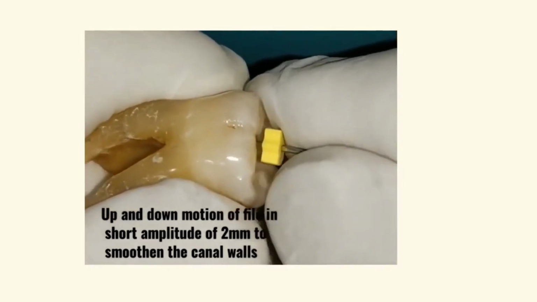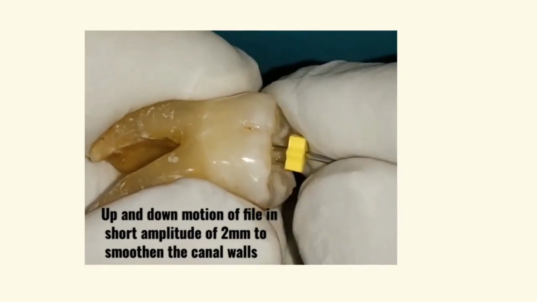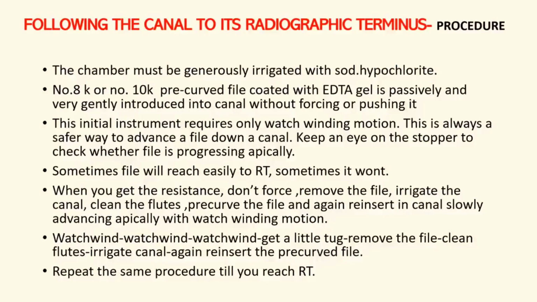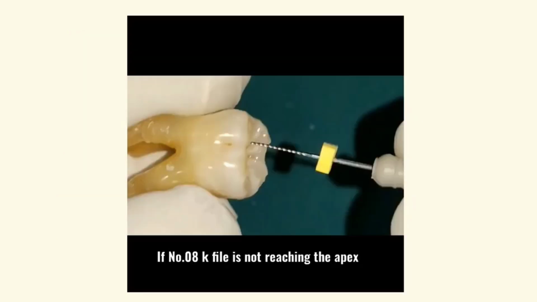These strokes can be 10, 50 or 100 also. Take your time here and keep patience. If you have started with the number 8K file, repeat all the above steps with the number 10K file till it becomes super loose. This is the description of the steps which we have done in the process of following the canal to its radiographic terminus.